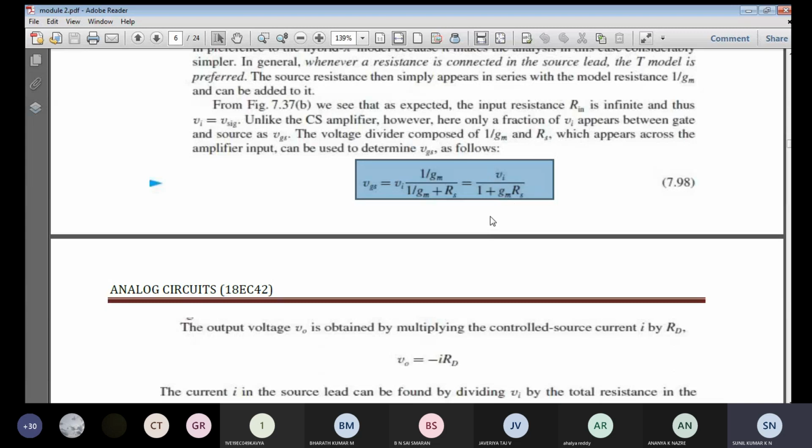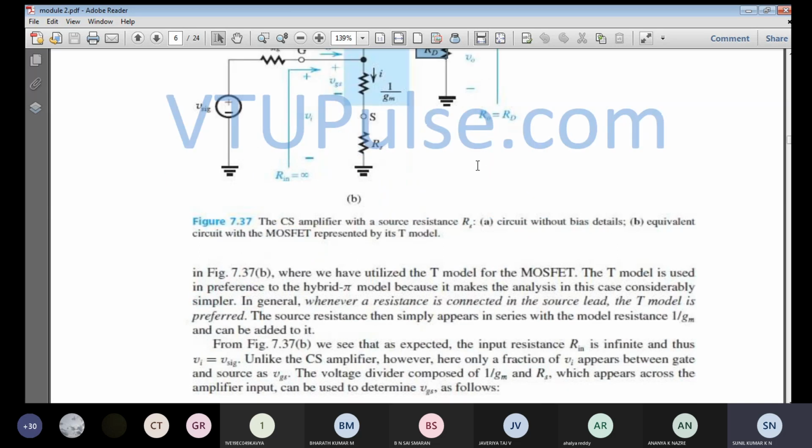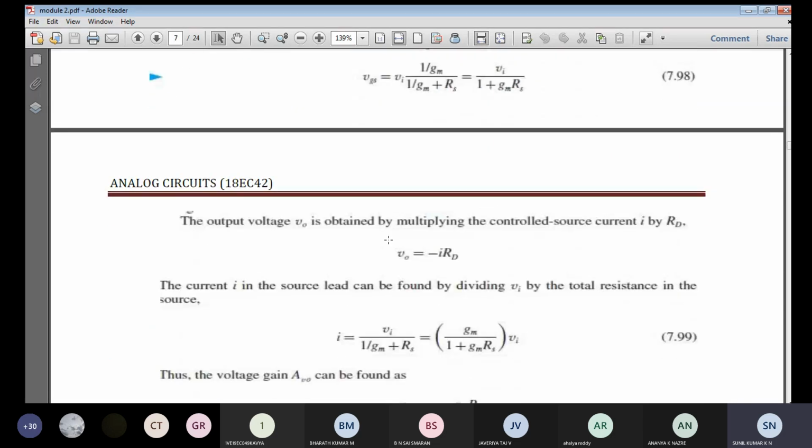So now coming to the output voltage. What is the output voltage? It will be equal to the current flowing across the output terminal, I, multiplied with Rd, which gives the value of the output voltage. Since the drain to source will be 180 degrees out of phase, it is minus I into Rd. So output voltage will be equal to minus I times Rd.